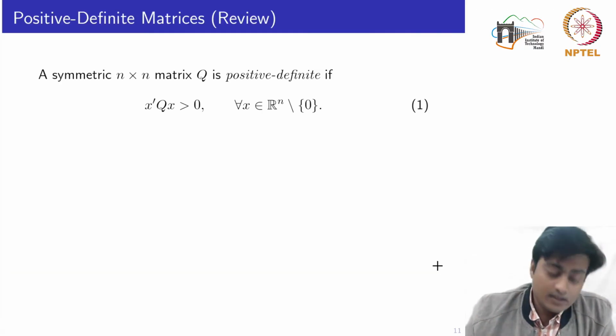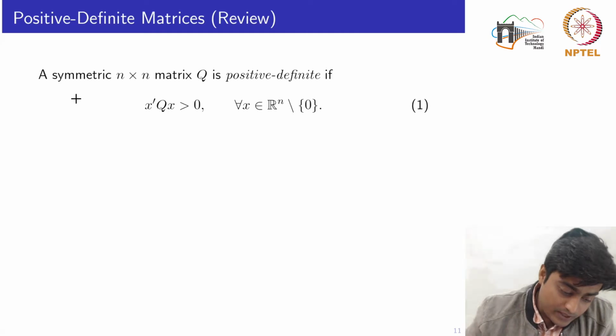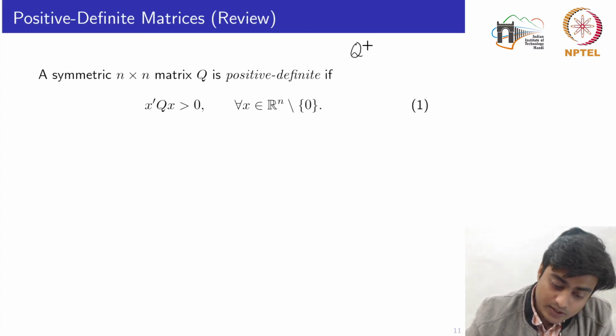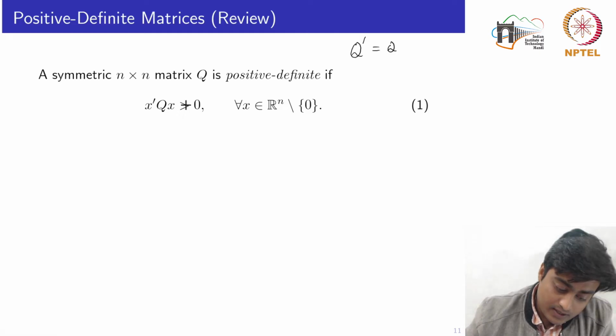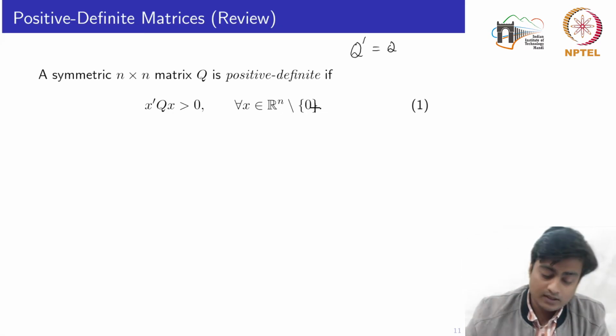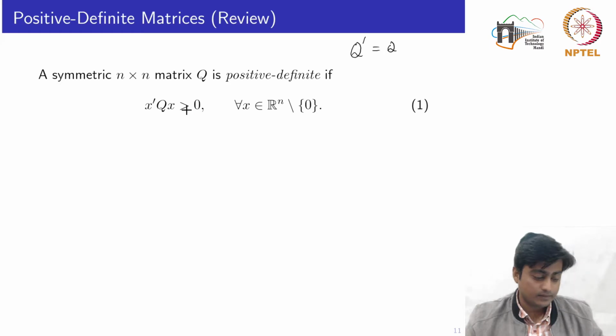So the next is the positive definite matrices. A symmetric n cross n matrix Q is positive definite if this quadratic form, that is x transpose Q x, where x is a vector and Q is the symmetric square matrix, is always greater than 0 for all x belonging to the n-dimensional space, excluding the null vector. Symmetric matrix meaning to say that the transpose of that matrix is equal to the matrix itself, okay? Because if x is 0, then this inequality would not hold.